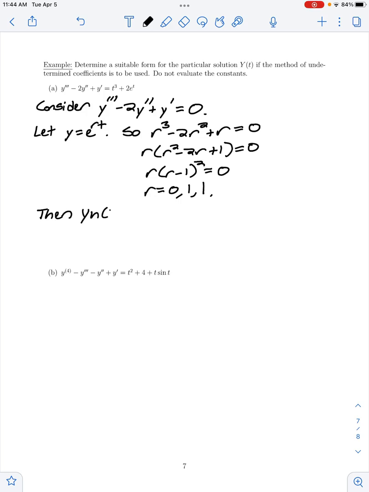So here our homogeneous solution would be of the form c1 plus c2 e to the t plus c3 t e to the t. And now to determine the form of our particular solution, capital Y, we would look at the general form of our g of t function. So here g of t is a cubic, or a third degree polynomial, plus a constant times e to the t.